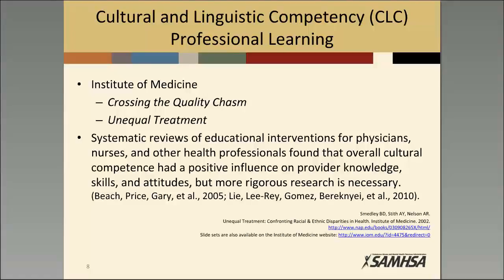We also have our landmark Unequal Treatment report from the Institute of Medicine, which emphasizes that racial and ethnic minorities tend to receive lower quality of behavioral and primary care services than European or white Americans, even when insurance status, income, age, and severity of conditions are comparable. This report also confirms that more interpreters should be available in clinics and hospitals to overcome language barriers that may affect the quality of care.